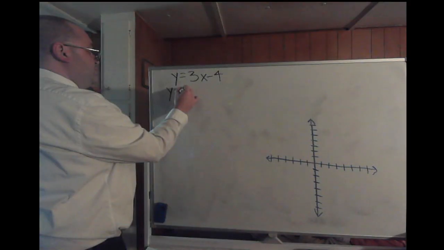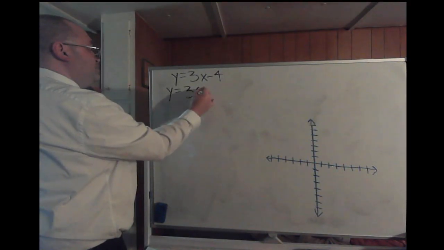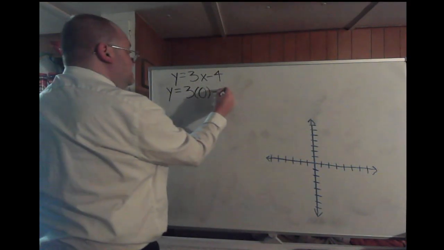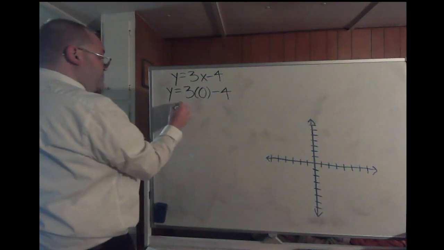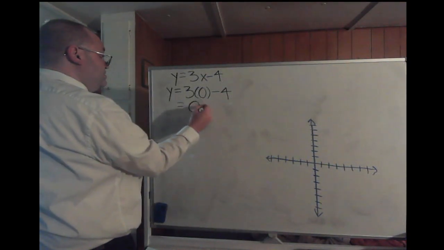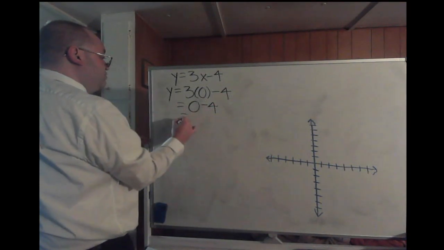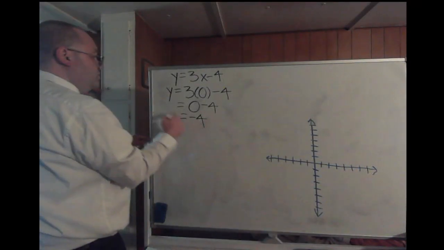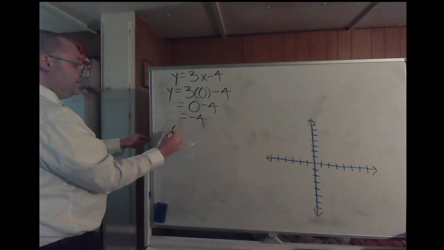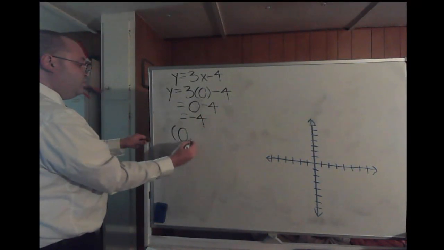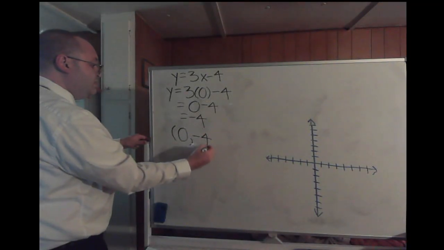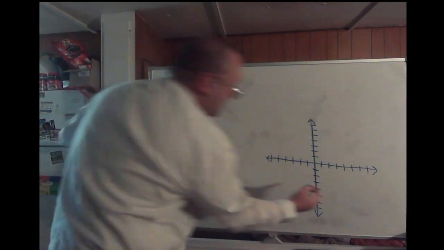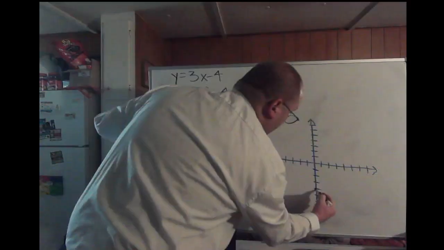So we're going to do 3 times 0, since we have x equal to 0, minus 4. Well, 3 times 0 is 0. So you have 0 minus 4, which would equal negative 4. So y equals negative 4. So when x is 0, y is negative 4. You get the ordered pair 0, negative 4, which would be right here.